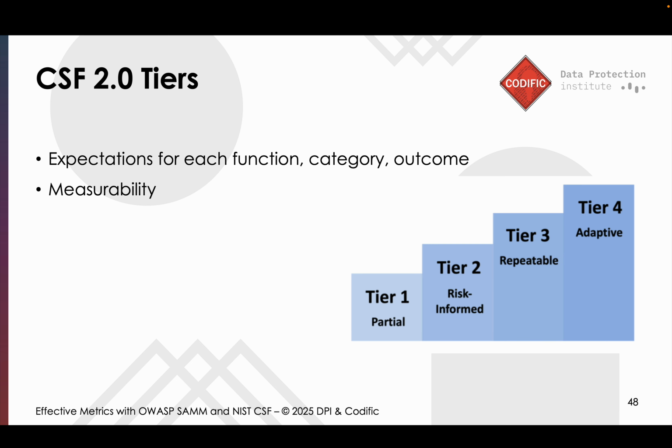CSF introduces the concept of tiers, which are somewhat comparable to maturity levels. Tiers reflect the rigor with which each outcome is implemented, and they tie directly back to your organization's risk management approach. So the higher the tier, the more structured and consistent your implementation is meant to be. While tiers weren't originally designed for measurement, you can absolutely use them for that purpose. So you could, for instance, use 0, 1, 2, and 3 as a scoring for tiers 1, 2, 3, and 4 respectively to assess how well you're performing a given outcome.